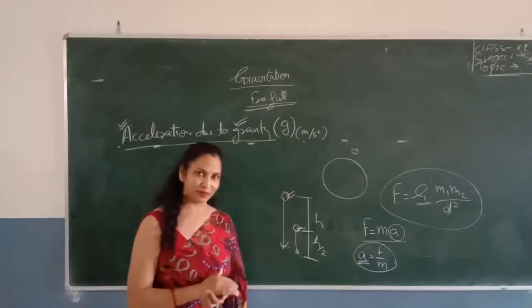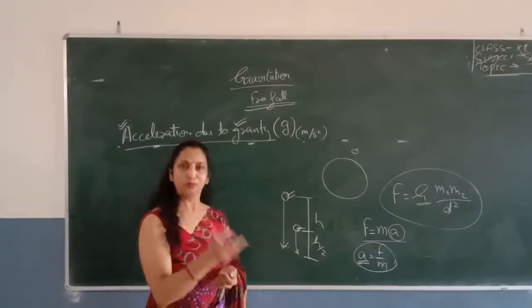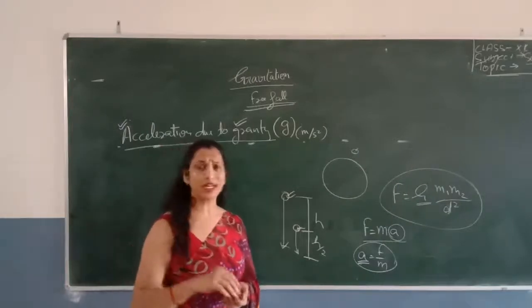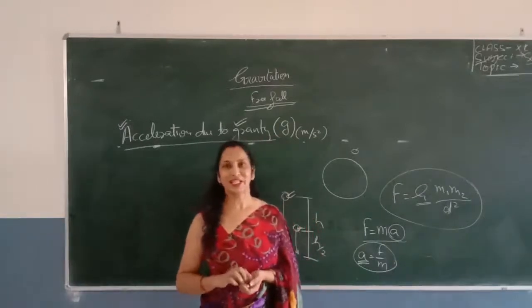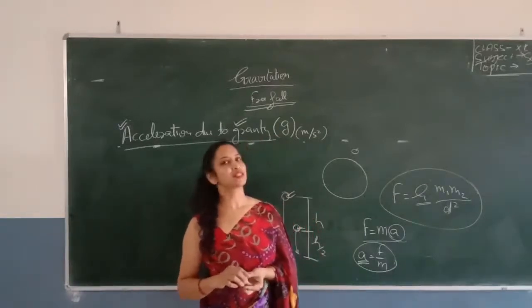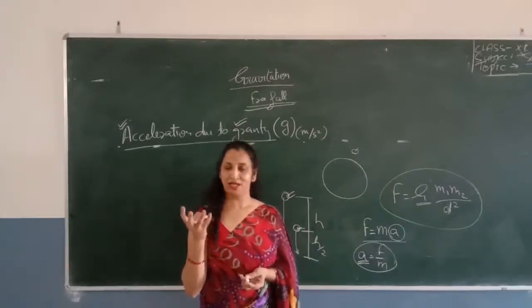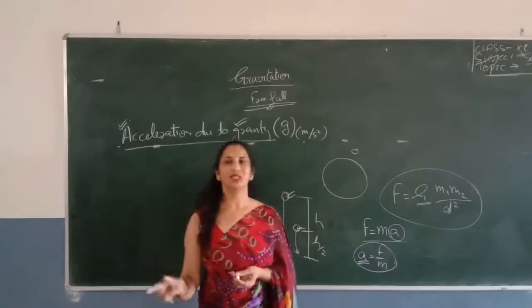Initially it was thought that every object will reach the ground at the same time, whether we drop a heavy object or a lighter object. After some time, a scientist, Galileo, discovered that the object, either heavier or lighter, will reach the ground at the same time.